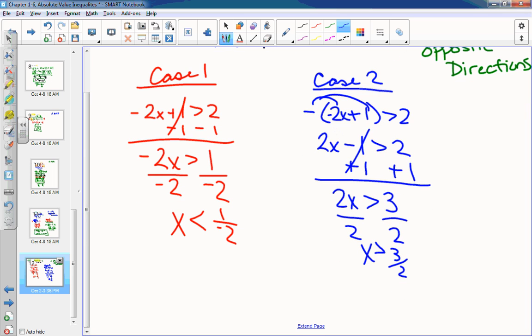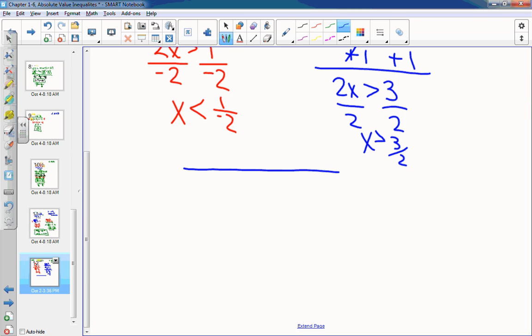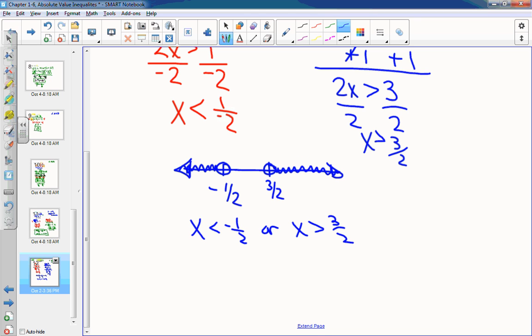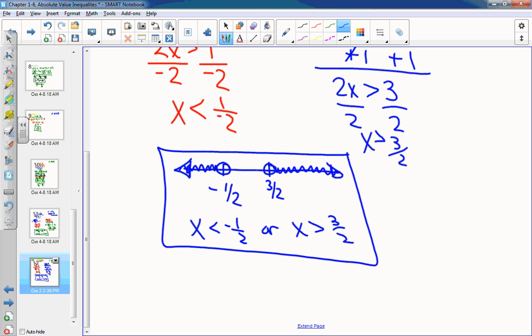So now I need to put these on one number line together. My smaller value is -1/2. That is going to be open, and I shade down to the left. My other value is 3/2. That's going to be open, and I shade up to the right. So putting these from left to right, my smaller value is x is less than -1/2, or x is greater than 3/2. This is my answer.